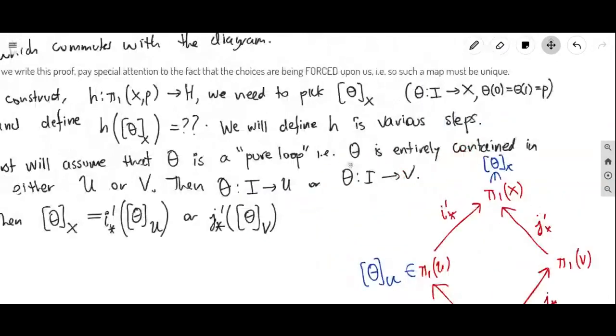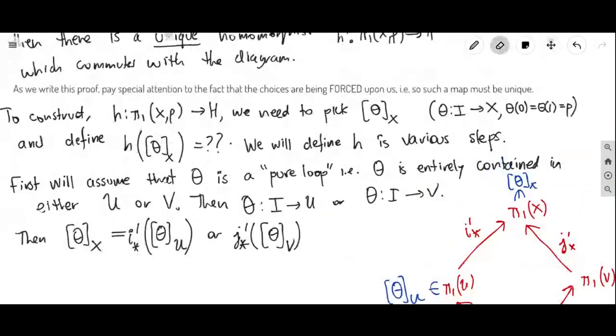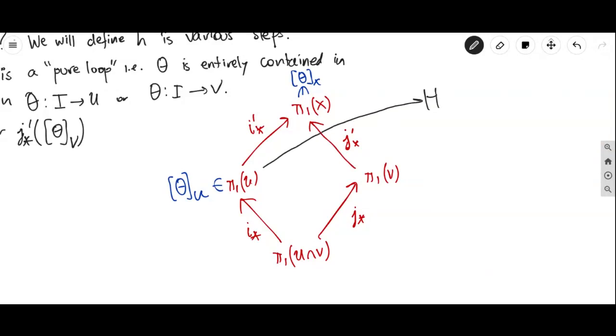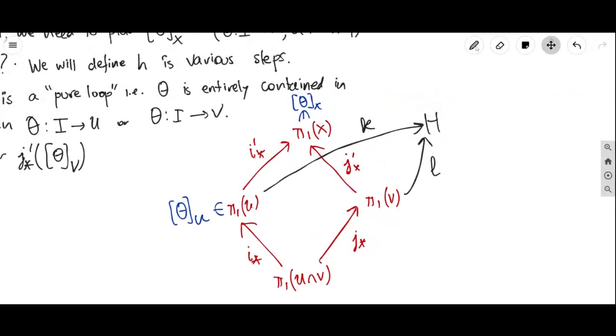Now, here's the way this map H is going to be constructed. In order to construct this map H, we have to define what H is doing. So given this homotopy class, we have to explain where it is being mapped to. How do we map it into H? So in our picture, let's say H is located all the way out here. This is H. And H, we said, has two mappings. One of them is called K, and the other one we're calling L. And these mappings commute with this diagram. And we're trying to construct a mapping.